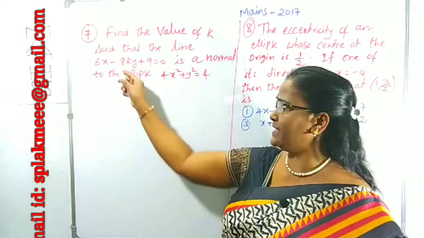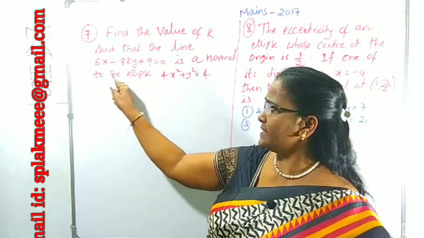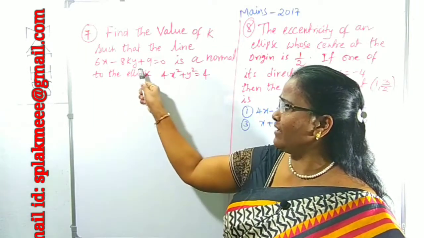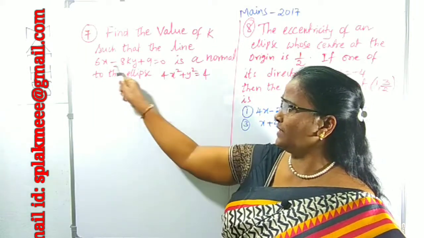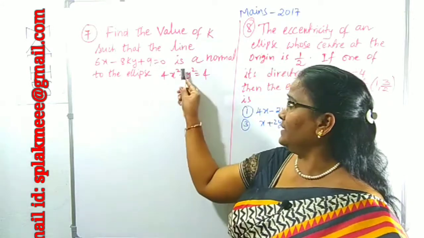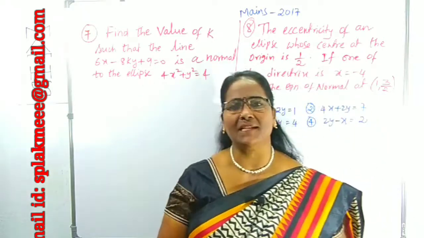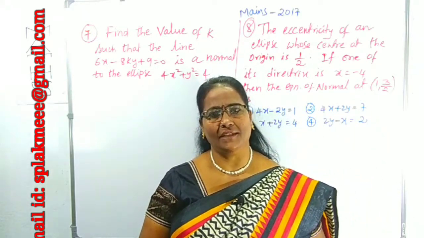Find the value of k such that the line 6x minus 8ky plus 9 is equal to 0 is a normal to the ellipse. In this line there is a k, and we can find out that k value when the line is normal to the ellipse.